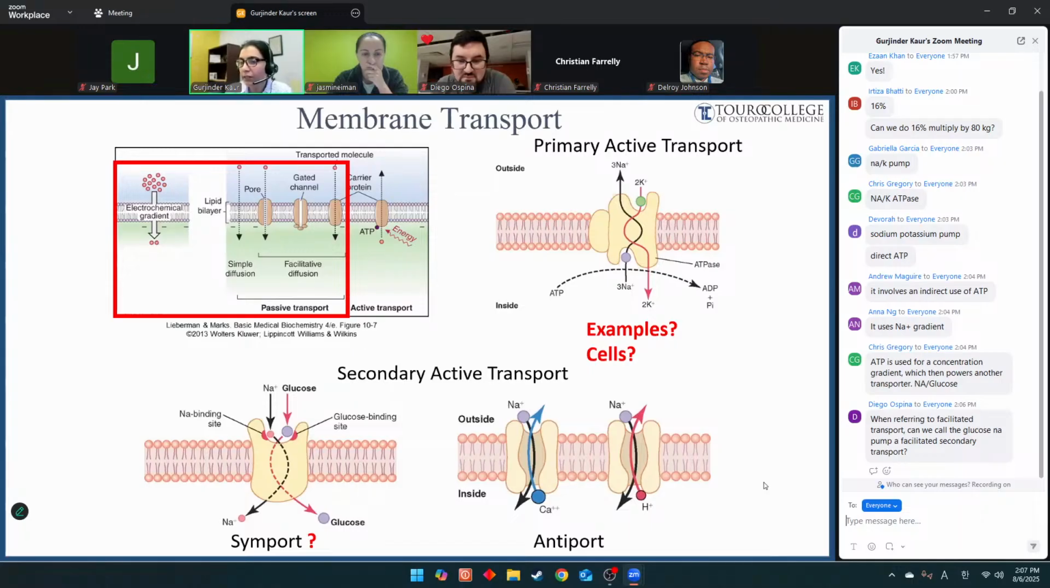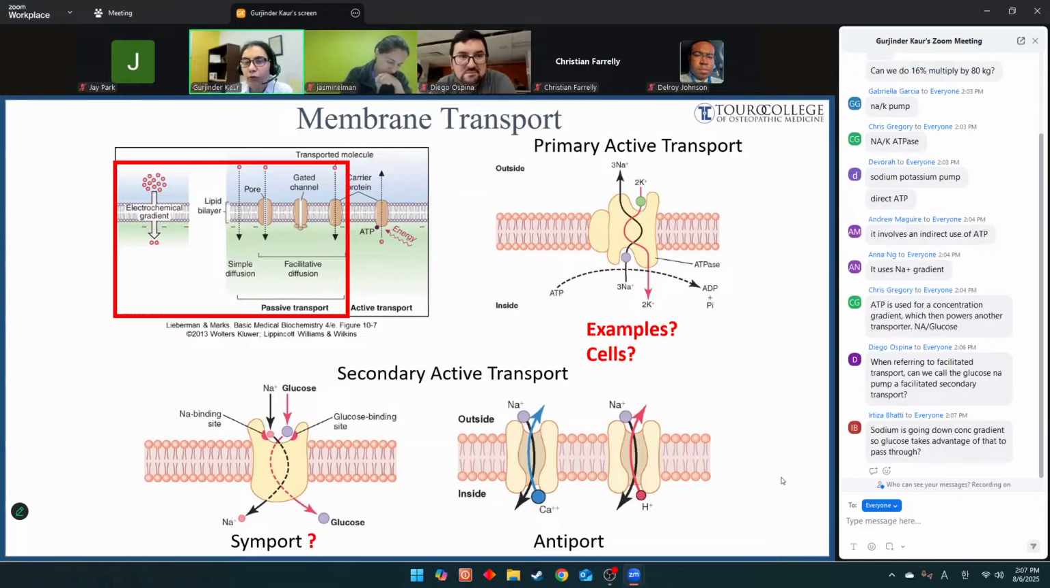So be ready with the examples for primary. How does it happen? Secondary. What's the mechanism? Examples for symport and antiport. You should be ready for the exam. Okay, I'm just looking at the chat. It is sodium is going down constantly, so glucose takes advantage.